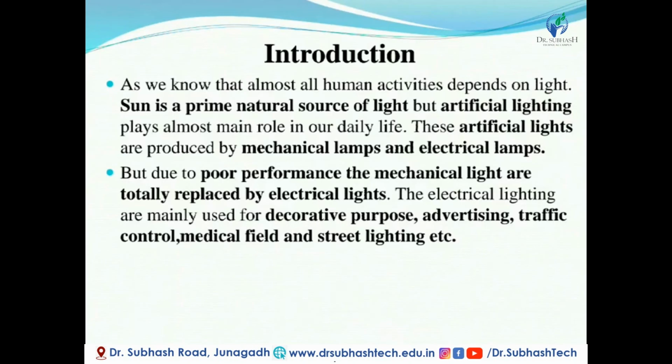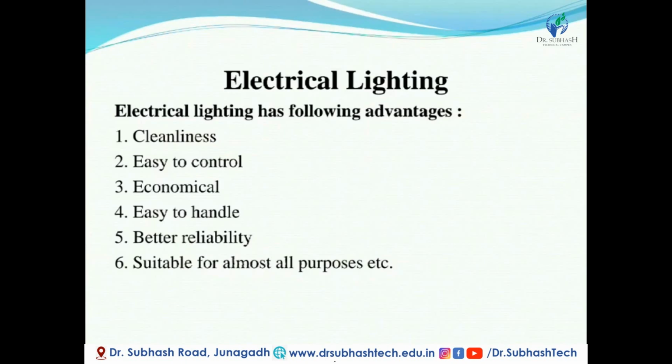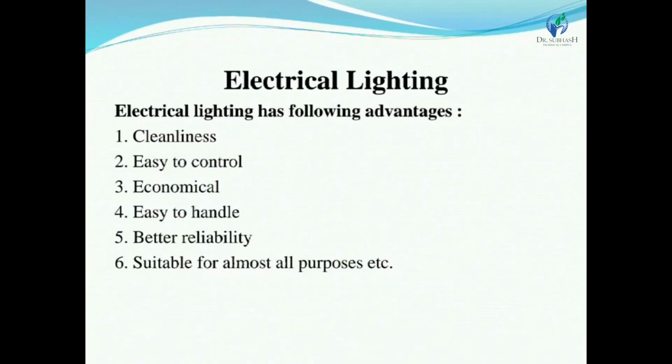Electrical lighting is mainly used for decorative purposes, advertising, traffic control, the medical field, and street lighting. But why are we using electrical lighting? There are so many advantages. The first is cleanness. They do not produce any smoke. Another is easy control. You can directly switch on and switch off electrical lighting at a time. And the third one is economical. The cost of electrical lighting is very low, and the life cycle is very high.